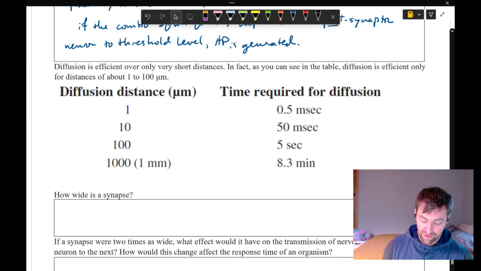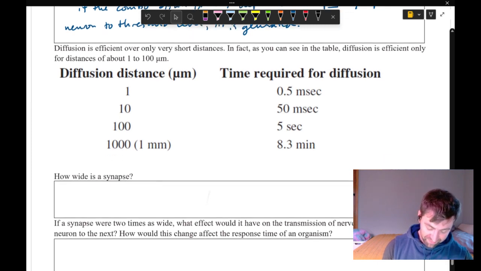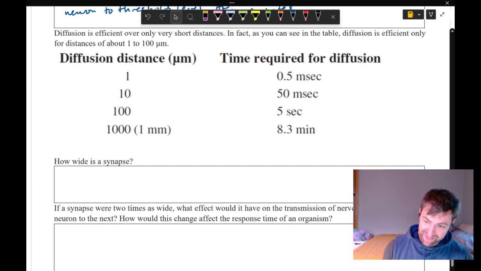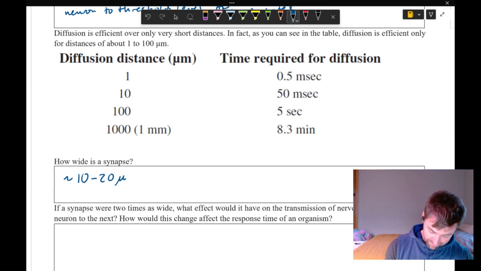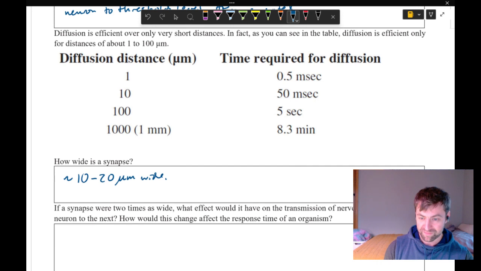Diffusion is efficient over only very short distances. In fact, as you can see in the table, diffusion is efficient only for a distance of about 1 to 100 micrometers. How wide is a synapse? It's about 10 to 20 micrometers. Very, very, very tiny. So we're looking at 50 to 100 milliseconds for diffusion to take place across that distance.